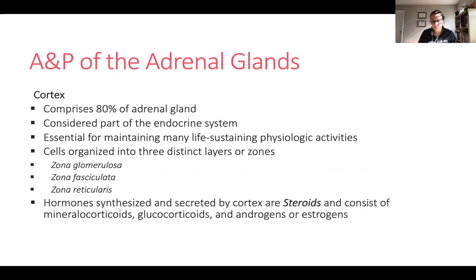Then the cortex is the majority of the adrenal gland. That is the portion that is considered part of the endocrine system. So it's essential for maintaining many life-sustaining physiological activities, and it has 3 zones: the glomerulosa, fasciculata, and reticularis. The hormones are synthesized and secreted by the cortex. They're steroids, and they consist of mineralocorticoids, glucocorticoids, and androgens or estrogens.